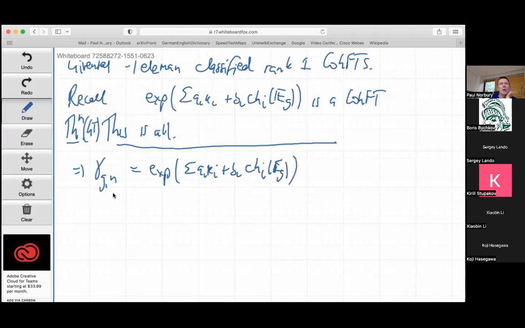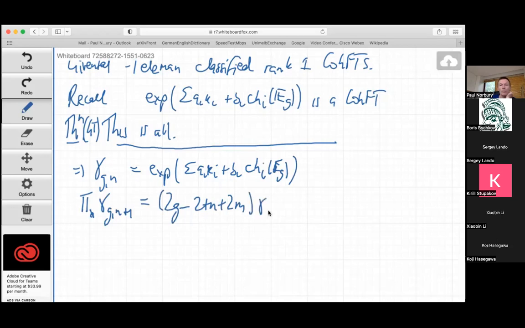Okay, so let's calculate the AI. So it ends up that pi star of gamma g n plus 1. This is one property that I didn't prove. I'll prove it now.